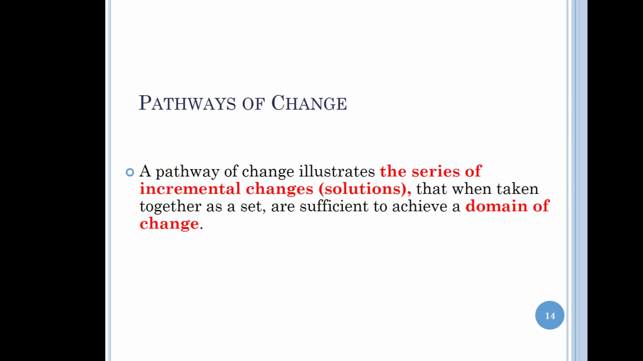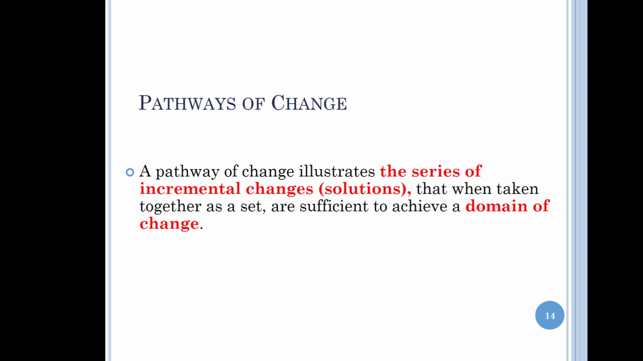I've been talking about pathways of change, but let us now really define what a pathway of change is. A pathway of change illustrates the series of incremental changes, also called solutions, that when taken together as a set are sufficient to achieve a domain of change, meaning from your intervention, from your output, will unfold a series of incremental solutions that ultimately will achieve a domain of change.